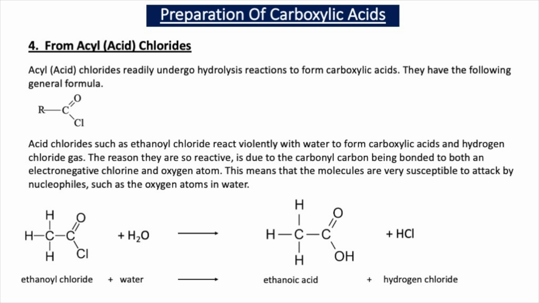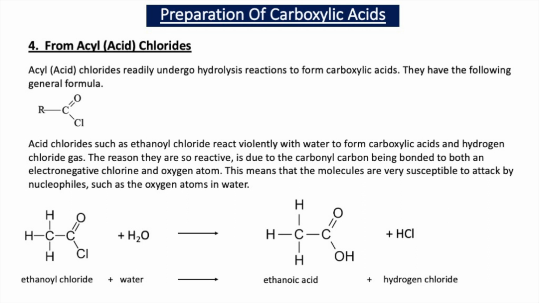Now, the following equation represents what's happening when you hydrolyze an acid chloride. If you put ethanoyl chloride into water, you don't need a catalyst, so it doesn't need to be heated with dilute acid. Just adding water to ethanoyl chloride will hydrolyze the molecule, and you'll break the carbon-chlorine bond, and you'll form a carboxylic acid, ethanoic acid, and hydrogen chloride gas.